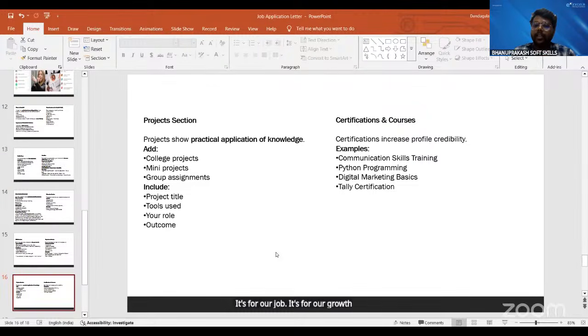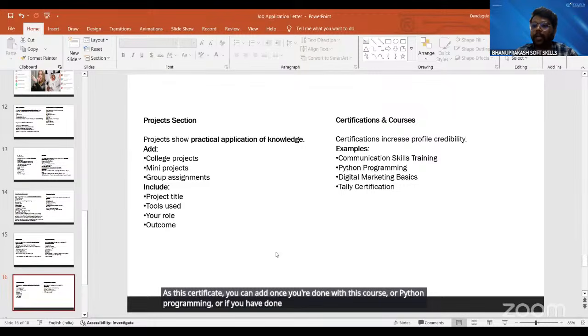So certification increases the profile credibility here. That's the purpose. So you can gain certificates like communication skills training, as you mentioned, right? So do we get any certificate here? Yes, you do. You can add a certificate once you're done with this course, or Python programming, or if you have done any course at Udemy or this type, or in any particular company, or if you have attended any webinar or seminar. From all these things, you will get the certificate.